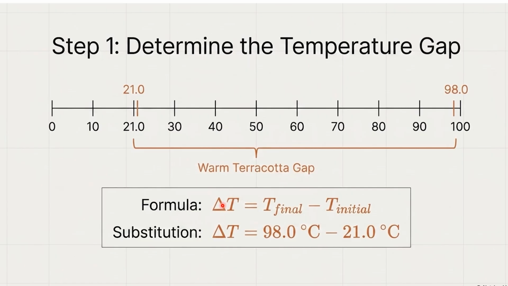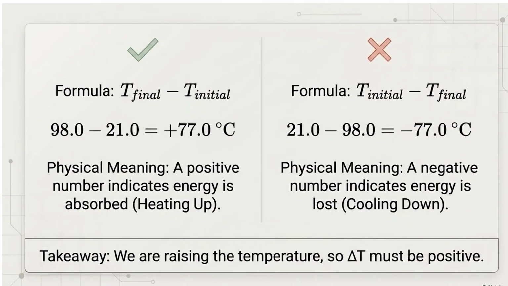Remember, the Greek letter delta simply means change in. So before we can find the total heat energy required, we have to establish exactly how many degrees we are forcing this tiny amount of water to warm up. Now watch out here because there's a really common pitfall you want to avoid. You must always calculate this gap by subtracting your final minus initial. If you do it the other way around, you're going to end up with a negative number. And in thermodynamics, a negative number implies your substance is actually losing energy or cooling down, which is definitely not what's happening here. I highly recommend treating this as a golden rule for your thermodynamics problems.